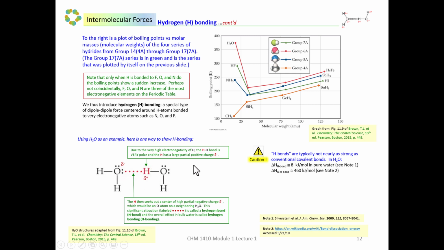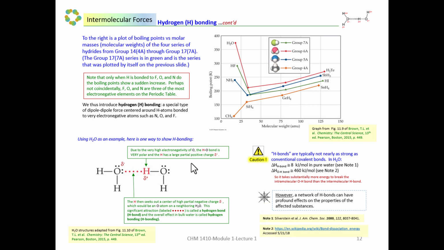Thus, I am hesitant to call a hydrogen bond a real bond. It certainly is a bonding type interaction with another molecule, but compared to a normal covalent bond, it's quite weak. So what we're going to do is call it a special type. Hydrogen bonding we'll call a special type of dipole-dipole force.